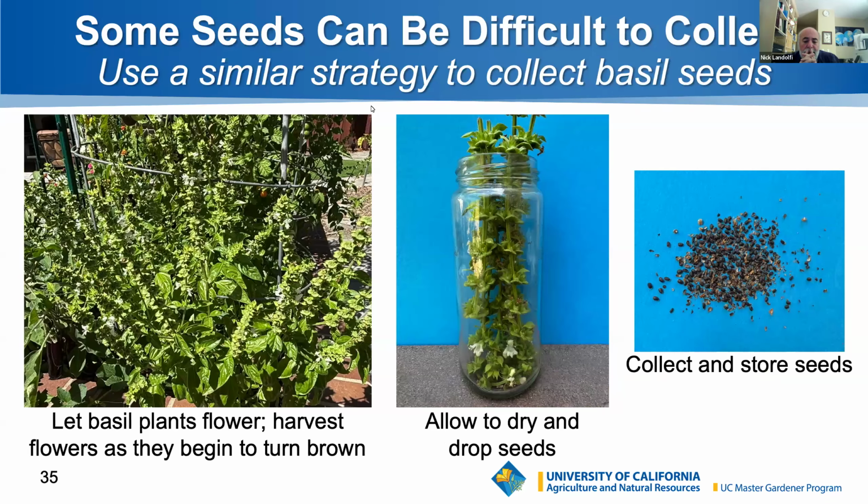You know that if you want to harvest basil throughout the summer, you need to continually trim back the plants to prevent flowering. However, if you want to collect basil seeds, you need the plants to flower. And believe me, the bees will thank you for that. Trim off the flowers as they begin to turn brown, then use a strategy similar to that for onion seeds. Invert the flowers over a container and allow to dry. The seeds will fall from the flowers and can be collected and stored.